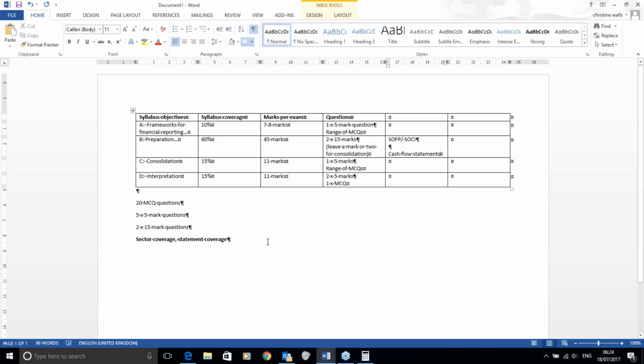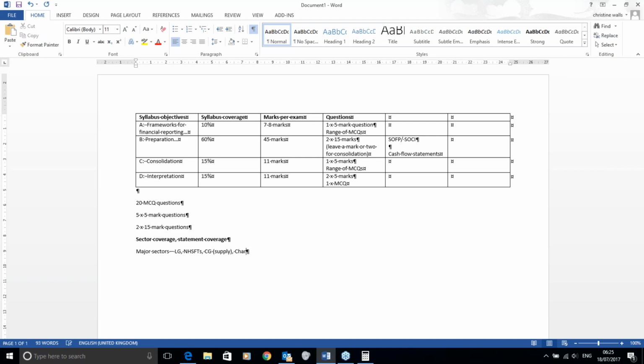Now, in terms of my sectors, I have what I tend to term the major sectors. So by those, I mean local government, NHS Foundation Trusts, the supply side of central government, and charities. And I've got my minor sectors, education and housing.